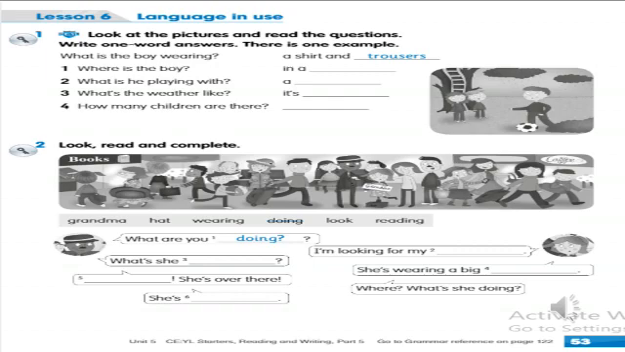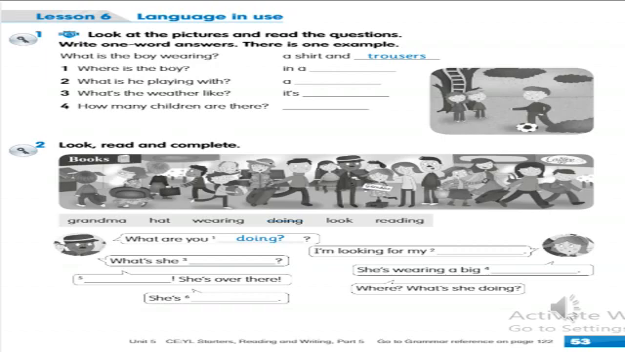So let's start from number 1. Number 1. Where is the boy? Here we use the question where. Where here we use it to ask about a place. Don't forget, when we see the question where, we have to answer with a place. Where is the boy? Is he in the house? Is he in the street? So please think about it and try to answer alone.